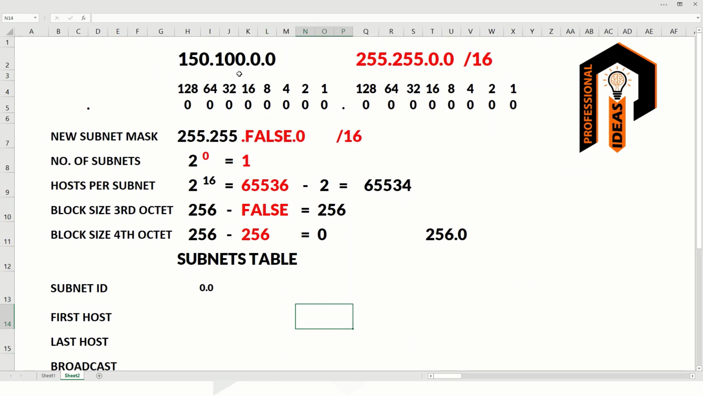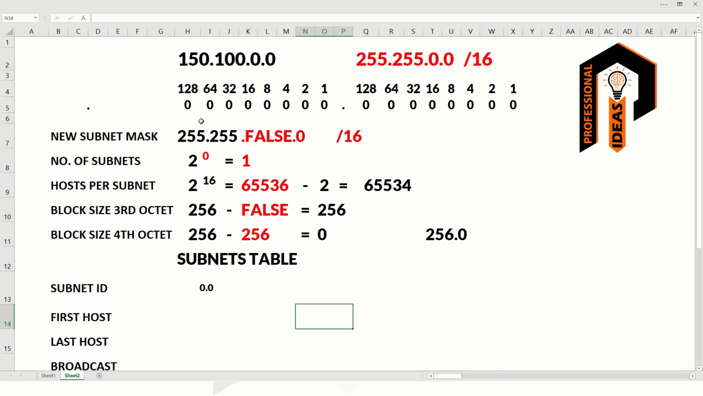150.100.0.0 is a class B network. Its default subnet mask is 255.255.0.0 and its CIDR value is /16, which means that there are 16 bits in the network segment. Let's expand third and fourth octets containing 16 host bits with their spot values.